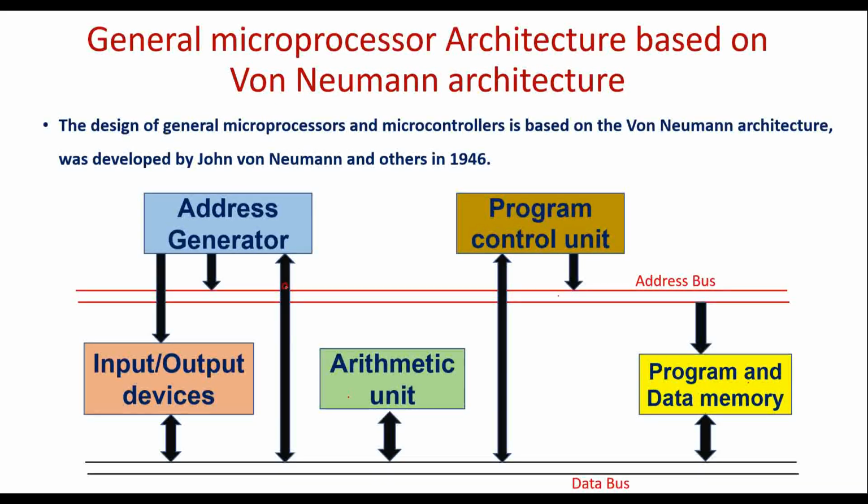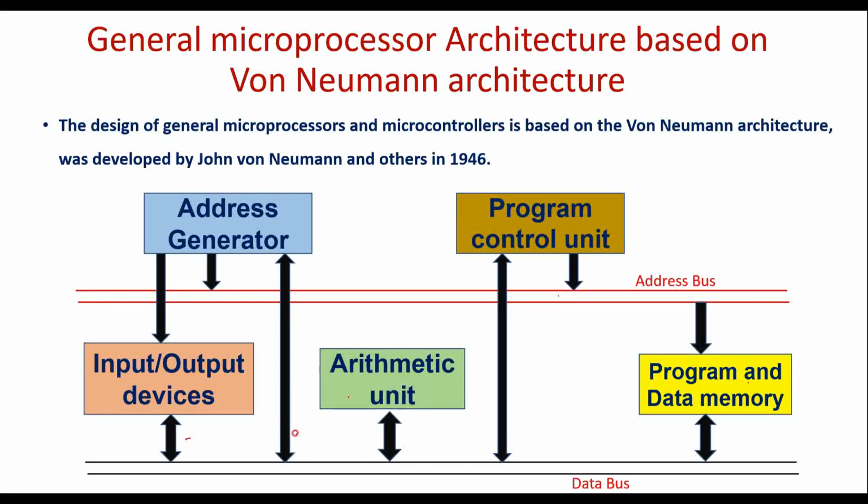stored. The processor uses this bus, that is the address bus, to access the memory or input-output devices connected to it. The processor sends the address of the device for the read and write operation. Hence the address bus is unidirectional. Along with that, it has a data bus. Here we can see that the data bus is bidirectional.